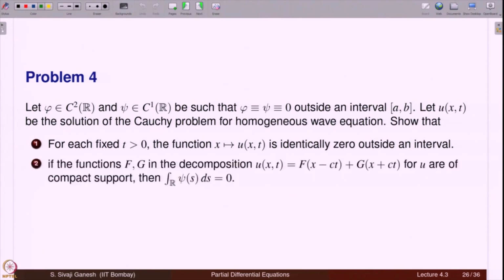So, the functions f g in this decomposition u of x t equal to f of x minus c t plus g of x plus c t. Remember, this is a general solution of the homogeneous wave equation. We derived this in lecture 4.2. So, if the functions f and g are of compact support, we will define what is a compact support, then the integral of psi over r must be 0. Integral of psi over r makes sense and it is 0.